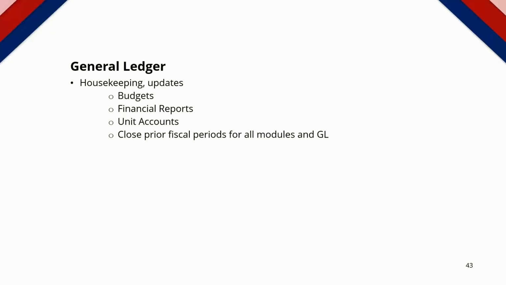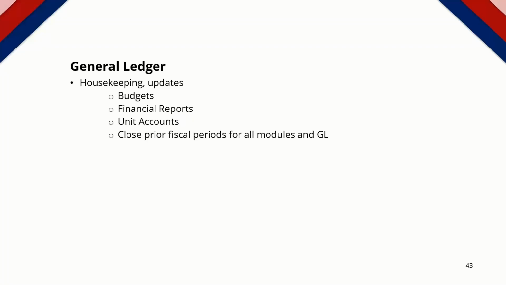So general ledger, some housekeeping and updates. You want to adjust the budget figures for the new year and then print the financial statements. You want to print the profit and loss statement just to verify that the profit and loss accounts were closed to the retained earnings account. After closing, you can print the balance sheet to verify that the balance sheet accounts indicate that the balances were brought forward.